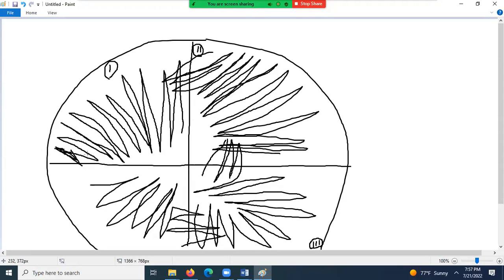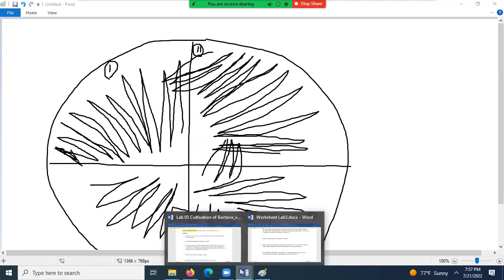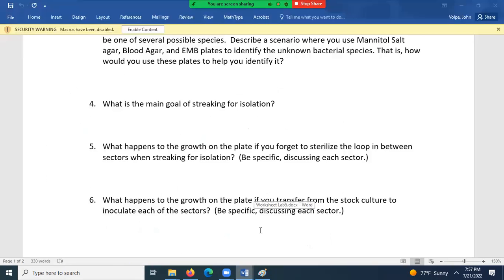Tell me what you will get. You need to tell me how the plate will look in sector 1, 2, 3, and 4. So literally tell me what you'll see in sector 1, what you'll see in sector 2, what you'll see in sector 3 and 4. So be specific, discussing each sector.